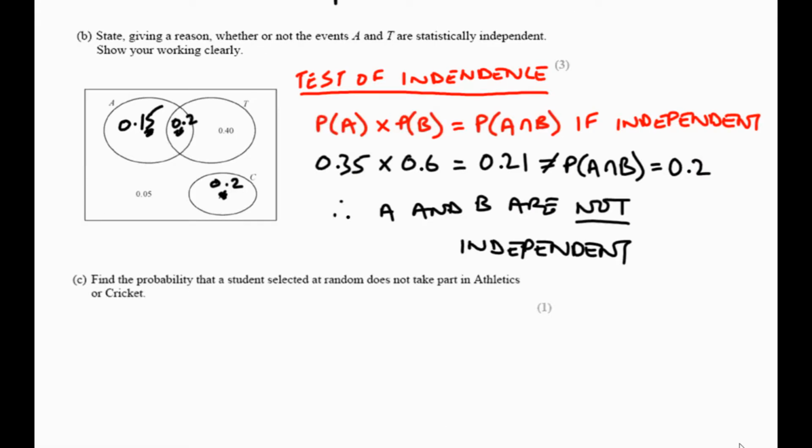And finally, find the probability that a student selected at random does not take part in athletics or cricket.